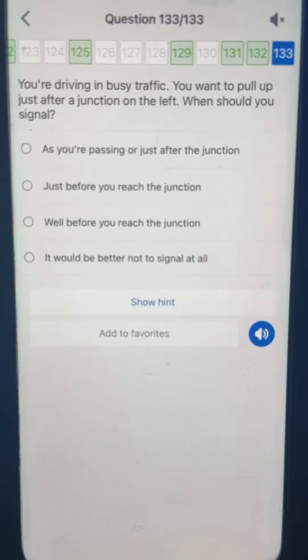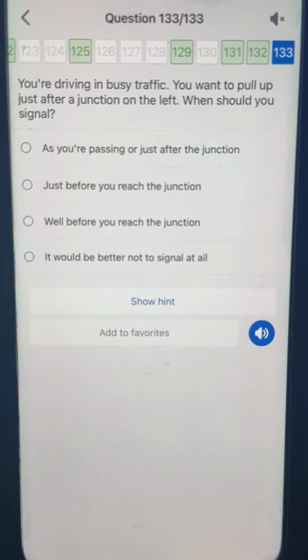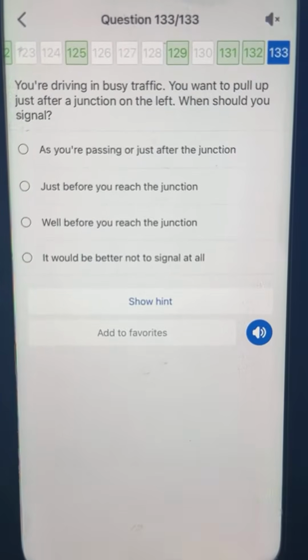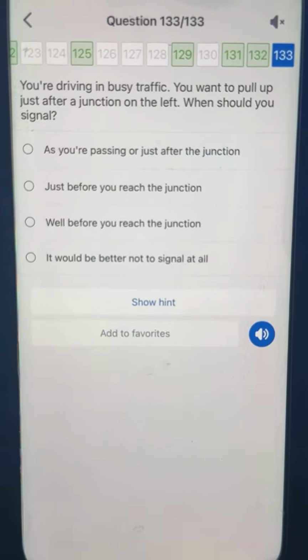Good. Now you are driving in busy traffic. You want to pull up just after a junction on the left. When shall you give a signal? I need to bring my board quickly to explain this to you. You will need help with it.